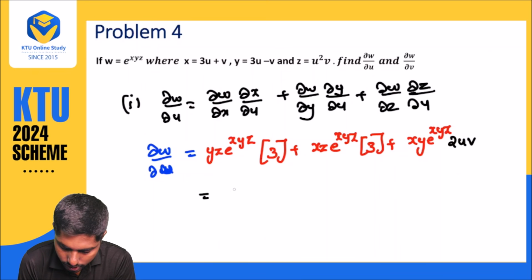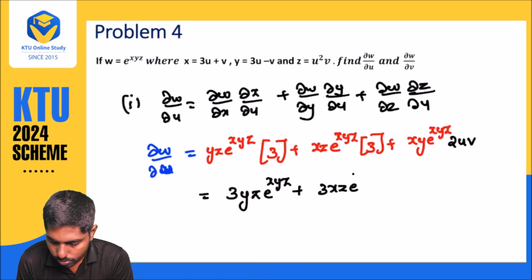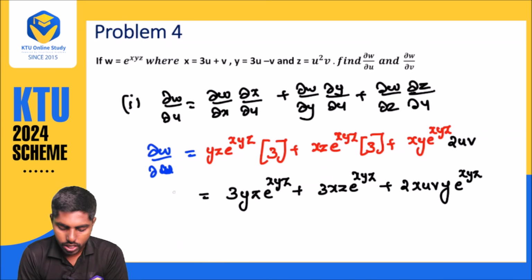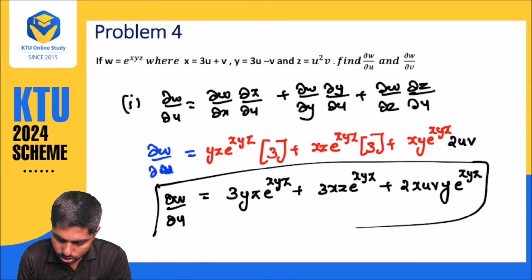Rearranging, the answer is 3 into yz e power of xyz plus 3 into xz e power of xyz plus 2 into xuv y e power of xyz. This is our required answer of ∂w/∂u.